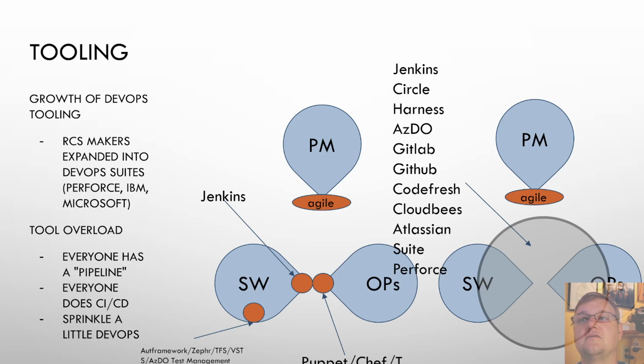As far as tooling goes, we started to see the growth of DevOps tooling. Revision control makers started to expand into DevOps suites, and Perforce, IBM, and Microsoft all came out with full suites to handle all the things. That's where we saw Puppet and Chef being married with Jenkins, and automation frameworks like Zephyr moving into all the things. Jenkins can do all of these things. Circle can do all these things. Harness, Azure DevOps, GitLab, GitHub, CodeFresh, CloudBees, the Atlassian suite, Perforce: they all have full DevOps everything suites now. So you can get married to a vendor and get all that stuff in there.